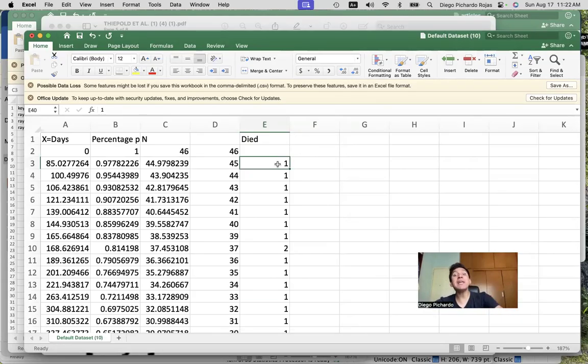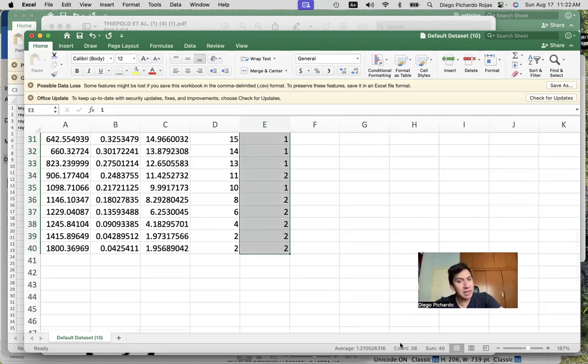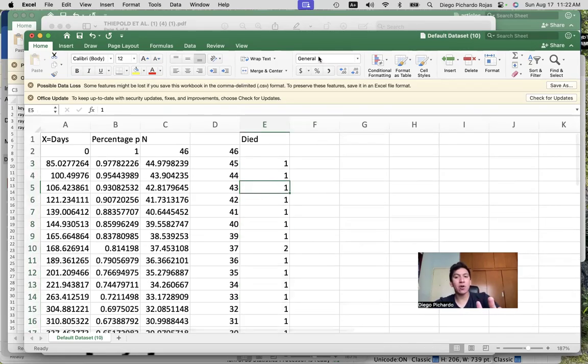So now, how many data points do we have here? We have 38 data points, but we need 46. What happened? Because on some days, 2 patients died, all right? So we can't analyze this. We need specific data points. We need 1 data point per patient.